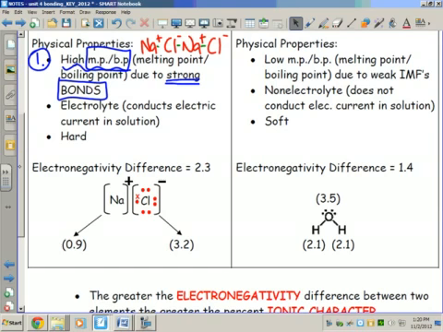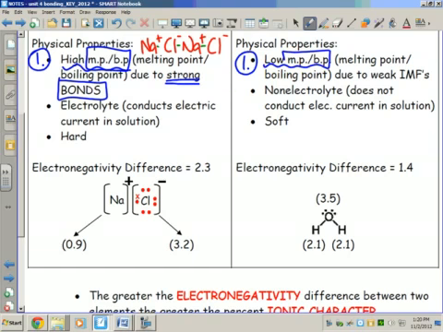In order to melt or boil a compound that's ionic, you have to break those bonds, at least temporarily, and allow for the movement of the different atoms to occur. Because you have to break bonds in order to do that, ionic compounds have really high melting and boiling points, as opposed to covalent compounds, which have very low melting point, boiling point.